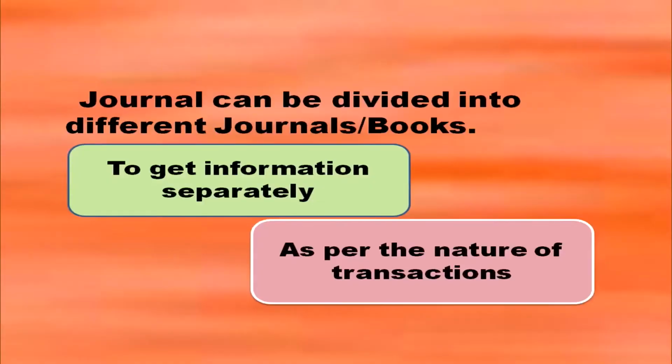You have studied journal, and journal can be divided into different books or different journals. Why are we dividing? In order to get information separately, we are dividing journals. In the case of purchases book, you will get all information relating to purchases in the same book. In the case of sales book, you will get all information relating to sales in that particular book itself. So, to get information separately, special books are prepared.